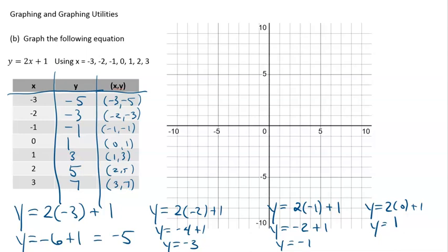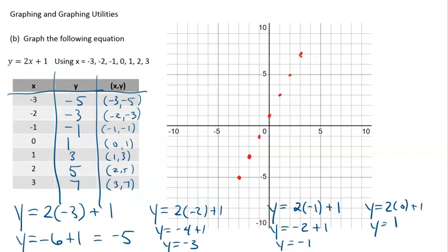Now, what am I going to do? Well, I'm going to plot all 7, I think it is 7, of those points. So (-3, -5), so my x is -3, my y is -5, right there. Do I need to label it? Probably, but what you're going to find out is when you have a ton of points plotted and you label them all, it gets really congested. So I'm going to avoid that for now. (-2, -3) is right here. (-1, -1). I've got (0, 1), (1, 3), (2, 5), (3, 7).